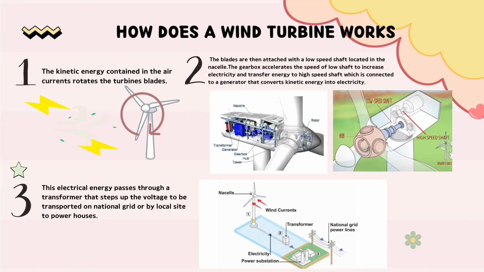How does a wind turbine work? First, the kinetic energy contained in the air current will rotate the turbine blades, and the blades are actually attached to a low-speed shaft located in the nacelle.